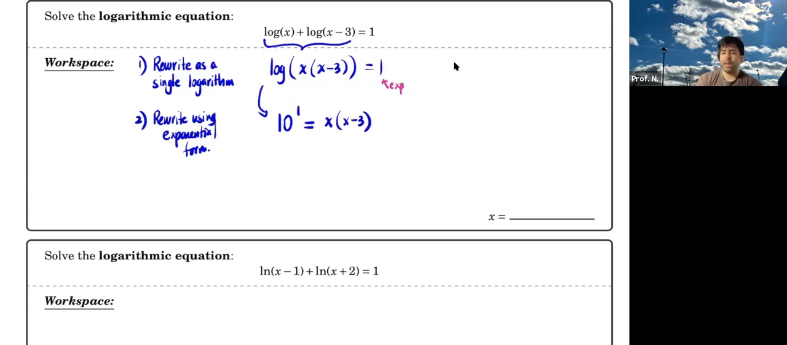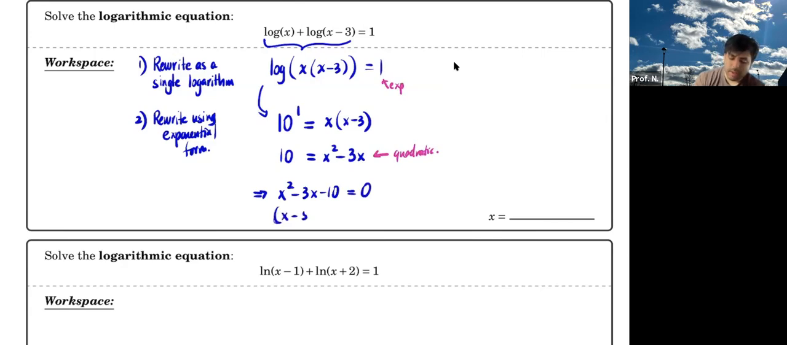Now, what kind of equation do I have here? If you distribute the x, what do you get? You get x squared minus 3x equals 10. You have a quadratic. I can solve this quadratic equation, can I? Set it equal to 0. So x squared minus 3x minus 10 equals 0. Factor. This is x minus 5, x plus 2. So I get that x equals 5 and x equals -2.